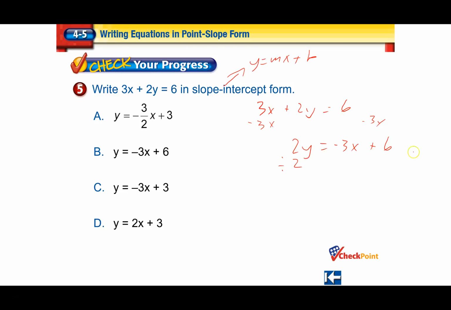And you can think of it either way. You can either do it like this, and then apply it to both, which works just fine. Or you could actually divide by 2 on this one and divide by 2 on that one to give you both. So that would give me negative 3 over 2x. 6 divided by 2 is 3, which is my equation.